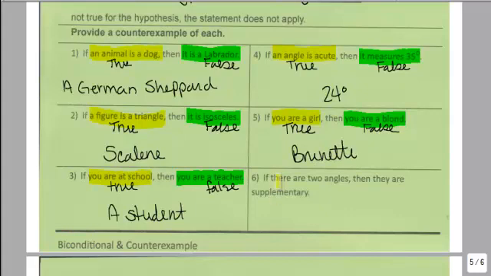And then, if there are two angles, then they are supplementary. So it still has to be two angles, but two angles that are not supplementary. So you can come up with any two angles that are not supplementary. Just choose any two. Let's say a 30-degree angle and a 40-degree angle. It has to be any two pairs of angles that do not add up to 180.